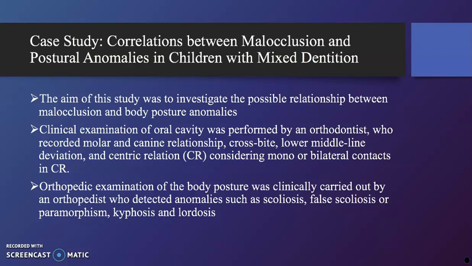Okay, so for the second video, I'm going to go into the case study and the research that they found of the correlations between malocclusion and postural abnormalities in children with mixed dentition. There was a clinical examination of the oral cavity performed by an orthodontist who recorded molar and canine relationship, crossbite, lower midline deviation, and centric relation, and considering mono and bilateral contacts.